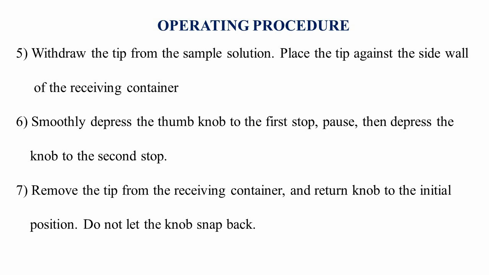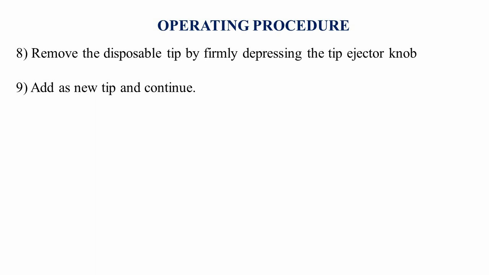5. Withdraw the tip from the sample solution. Place the tip against the side wall of the receiving container. 6. Smoothly depress the thumb knob to the first stop, pause, then depress the knob to the second stop. 7. Remove the tip from the receiving container, and return the knob to the initial position. Do not let the knob snap back. 8. Remove the disposable tip by firmly depressing the tip ejector knob. 9. Add a new tip and continue.